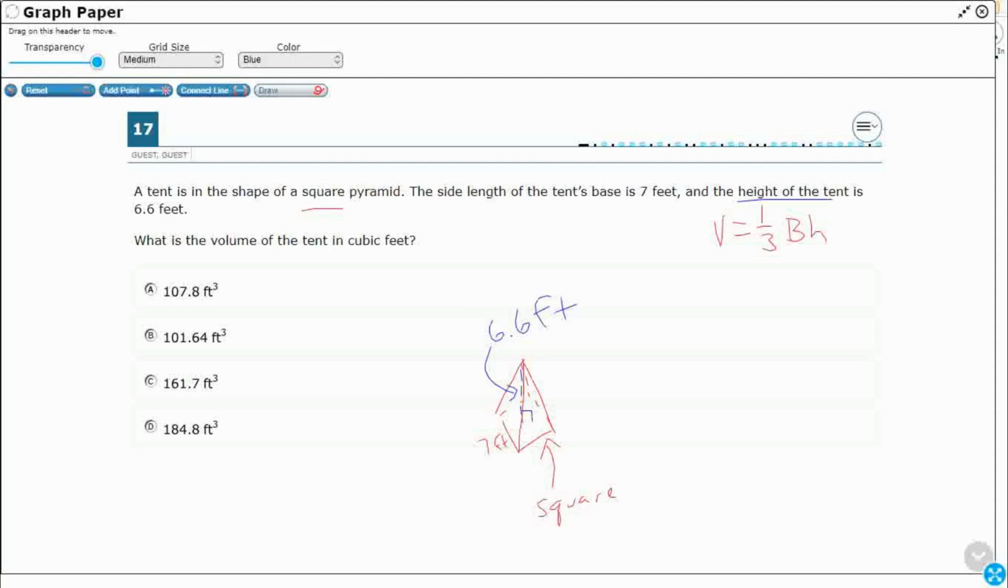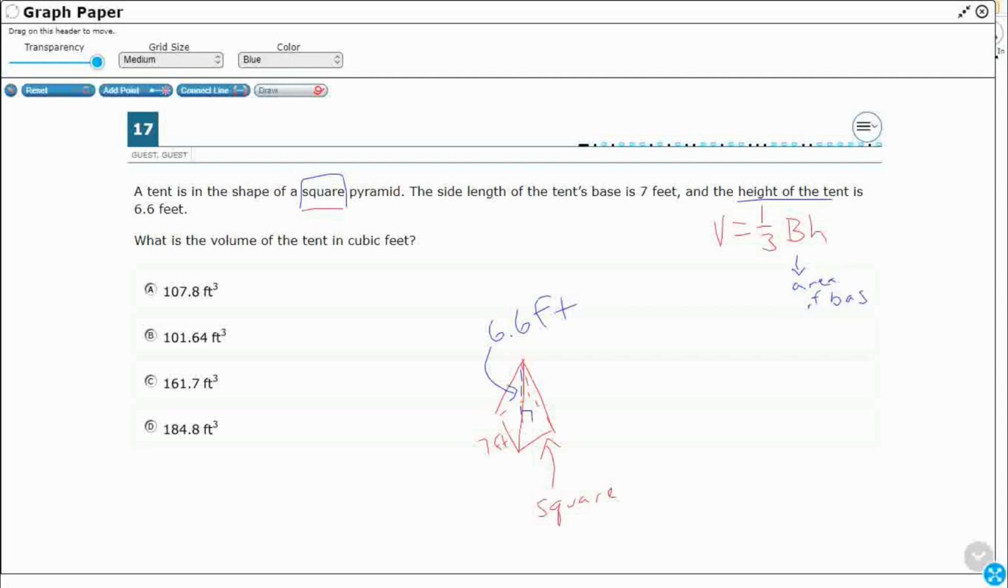Since it's a square base pyramid, we only need one side. If it were a rectangular base or triangular base, we would need all the sides. But since it's a square, all 4 sides of that base are going to be the same 7 feet. So I need to find 1/3 base times height. What does this base mean right here? This is kind of tricky, because base actually means the area of the base.